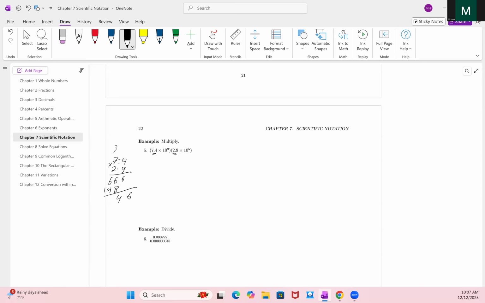Times, now we multiply 10 to the power of 9 times 10 to the power of 5. When they have the same base 10, we add the exponents. So this becomes 21.46 times 10 to the power of 14, 9 plus 5.